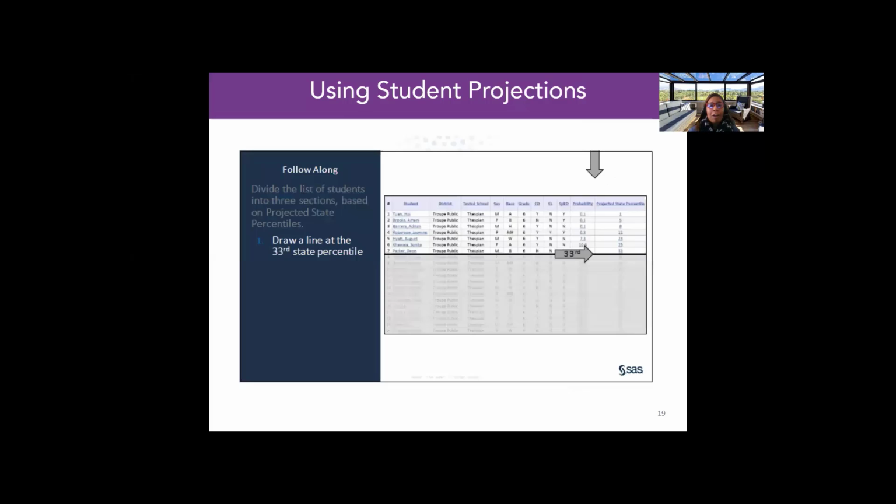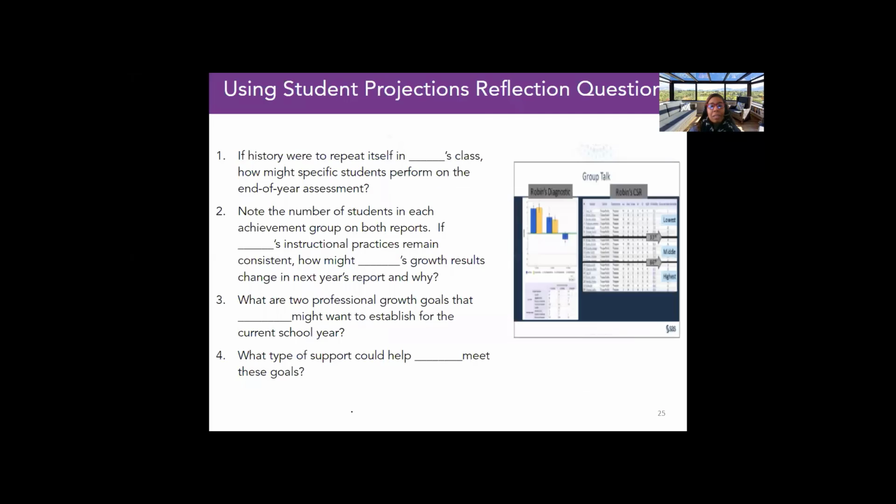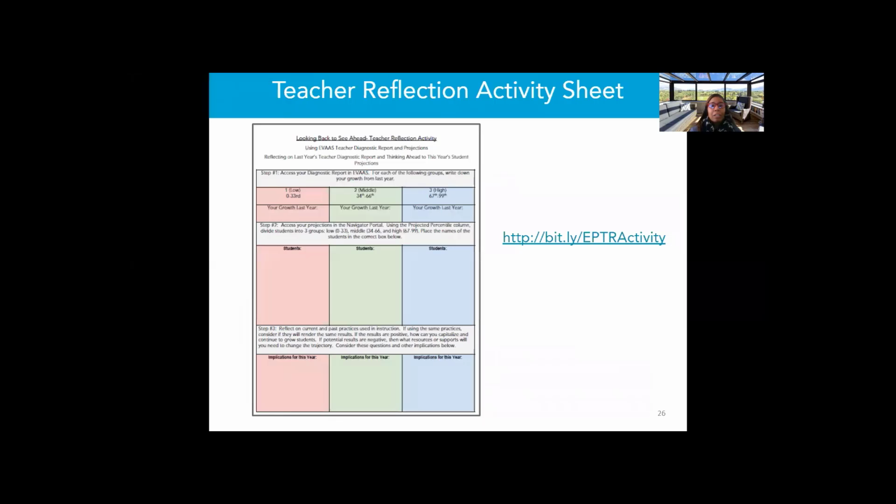All right, so we have those projections. Once again, those are in EVAAS, in Navigator Portal for teachers, and they are able to be exported so that they can manipulate and save them how they want to. So lastly, we have a teacher reflection activity sheet that walks teachers through this process. All right, and if you're in the PowerPoint, this is linked here, but it's also in your digital folder.